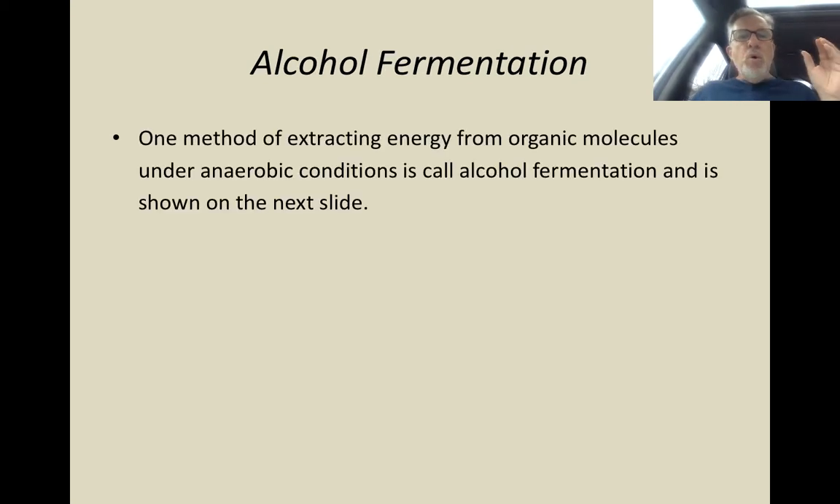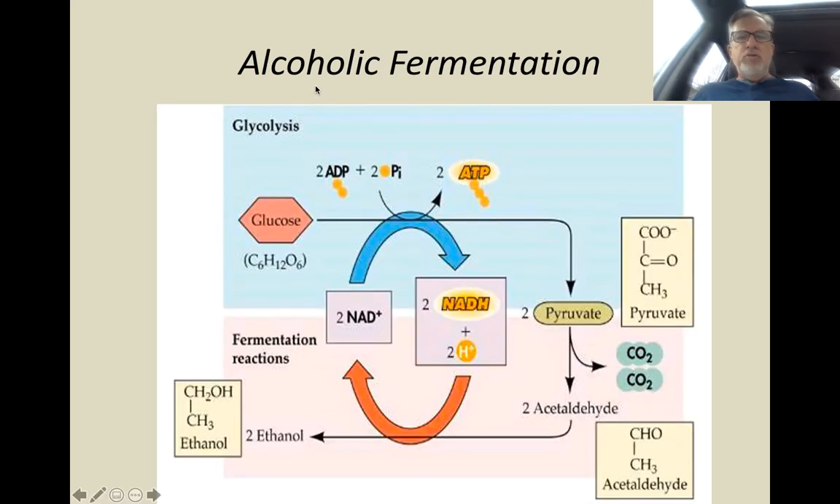Well, let's find out. One method of extracting energy from organic molecules under anaerobic conditions is called alcohol fermentation and is shown in the next slide. You see that glycolysis occurs normally and ATP is produced, so glucose is turned into pyruvate. Normally, this pyruvate would be shuttled into the Krebs cycle, but if the oxygen stops being available, the electron transport chain shuts down, and that means NADH and FADH2 can't donate their electrons to the electron transport chain. And so the organism is faced with a dilemma.